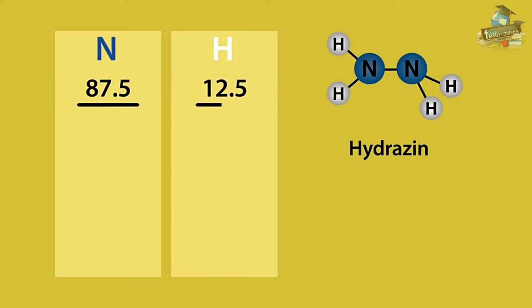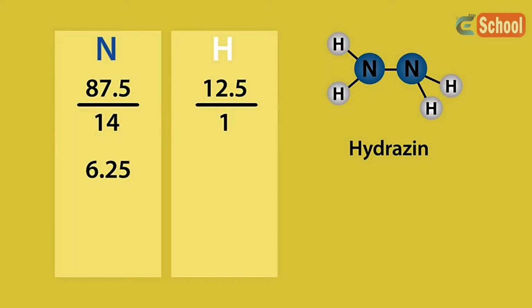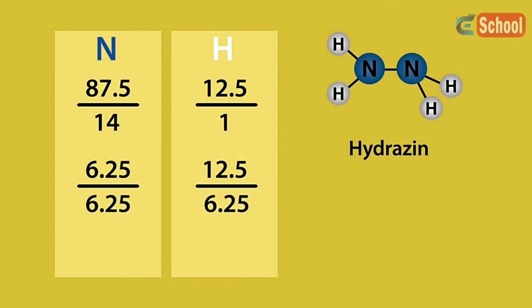We then divide these percentages by the relative atomic mass of each element. So that's 14 for nitrogen and 1 for hydrogen. Doing this calculation gives us 6.25 for nitrogen and 12.5 for hydrogen. We then divide these numbers by the smallest of the two, which is 6.25, and this gives us the ratio of 1 to 2. 1 and 2 is the smallest possible ratio, so the empirical formula is NH2.